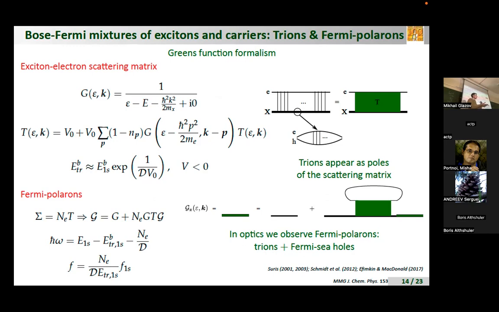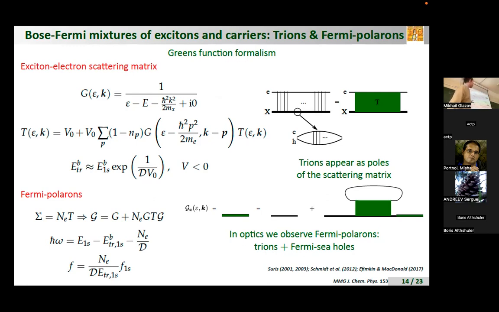Hole in the valence band, 2 electrons in the conduction band, and 1 hole in the Fermi sea. It was actually, I think, not only in condensed matter but also in atomic physics, Robert Arnoldovich Suris who first paid attention to this point. But then there was a very big activity on what people call Fermi polarons in the physics of cold atoms. And now there are a lot of discussions on what will be the most appropriate way to deal with trions and Fermi polarons in 2D materials.